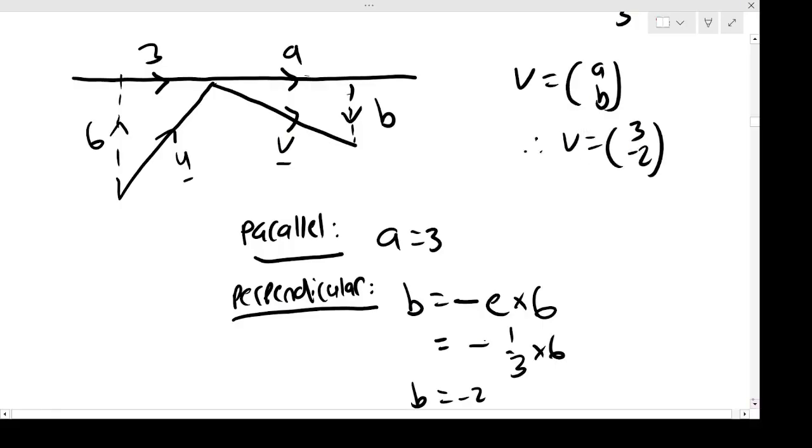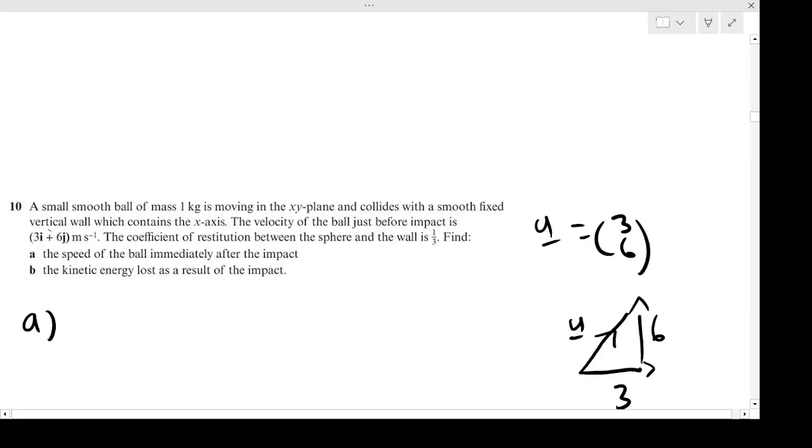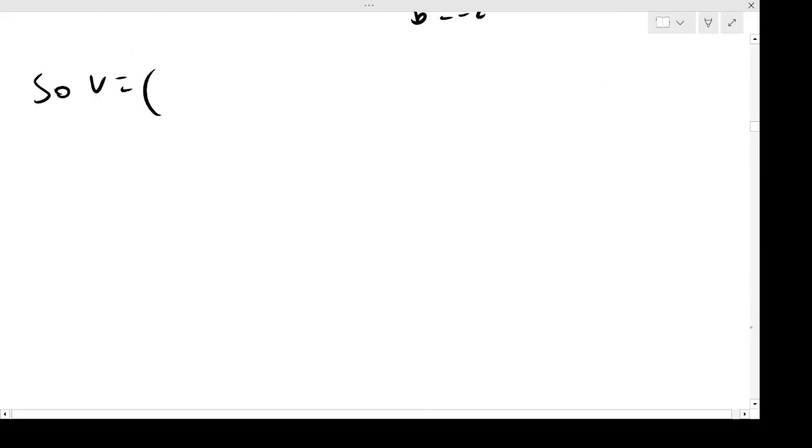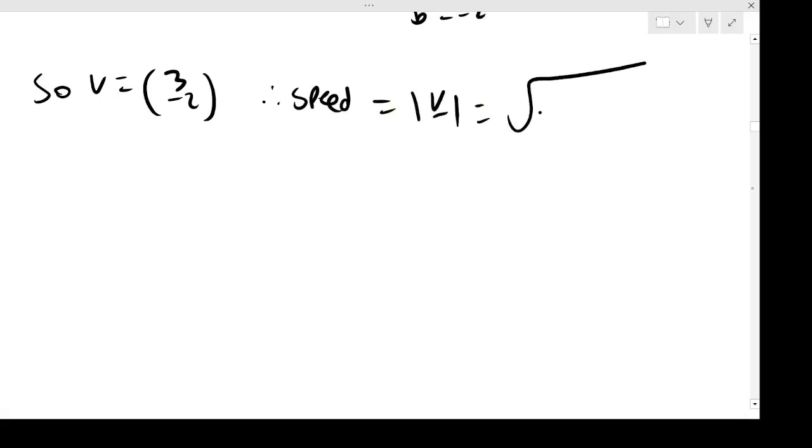And that's my velocity afterwards there. But remember, they said to find the speed after, not the velocity. So if we got the velocity, v is 3, minus 2. Therefore, the speed is going to be the magnitude, isn't it? And that's going to be 3 squared add minus 2 squared and then rooted. If we just chuck that in the calculator, we get root 13. So that is my speed afterwards.